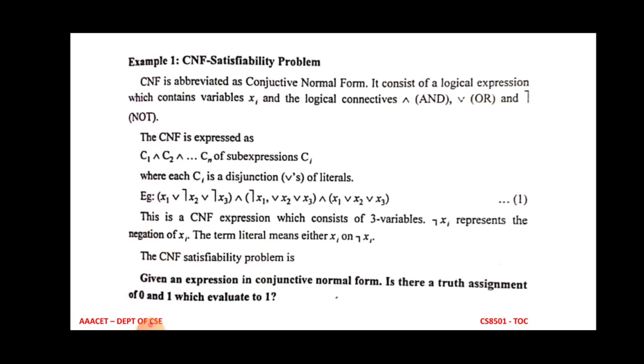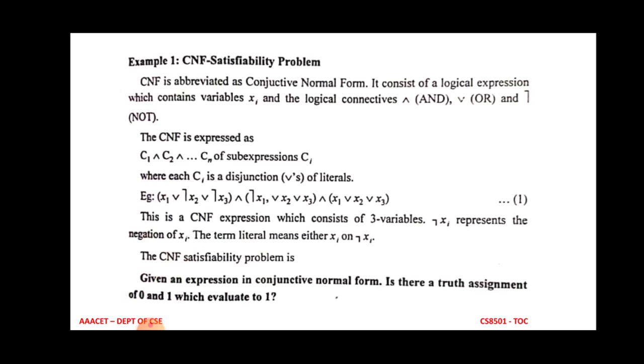So the given CNF can be expressed in the given format like C1 and C2 and so on, up to Cn, where each Ci is a sub-expression. Here Ci is a disjunction of the given literal values. Consider an example statement: (x1 or not x2 or not x3). This whole group, x1, not x2, not x3, is called a clause.